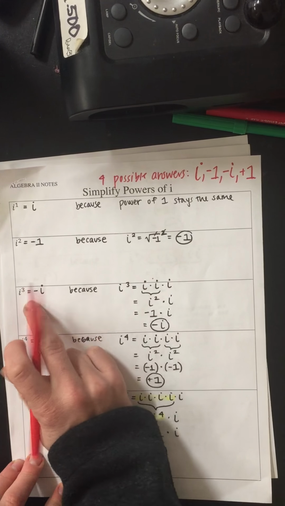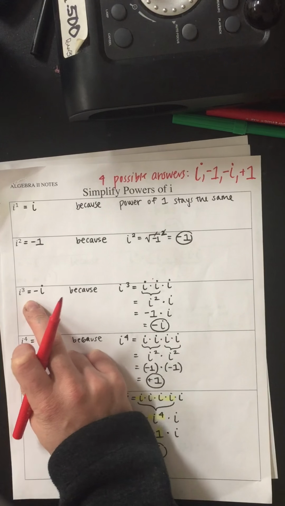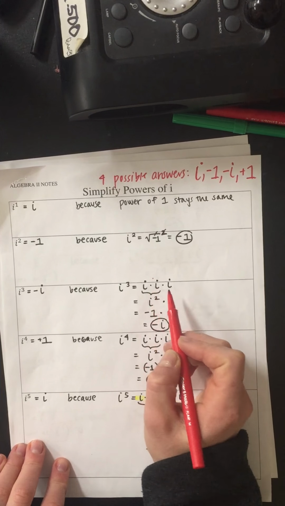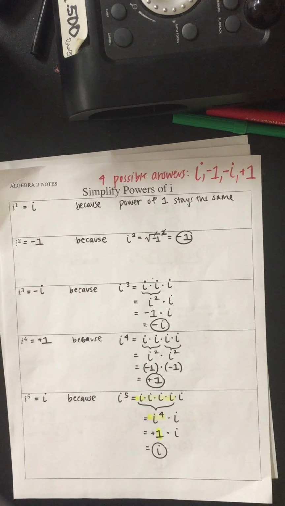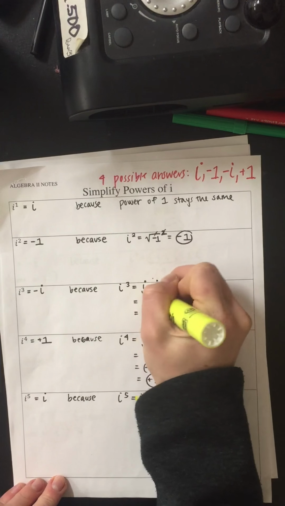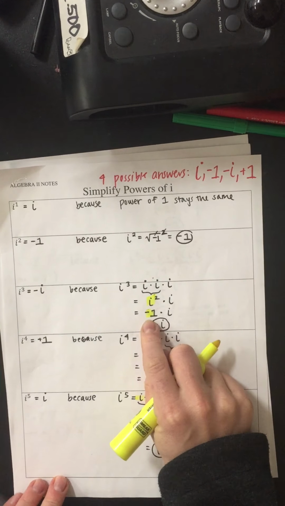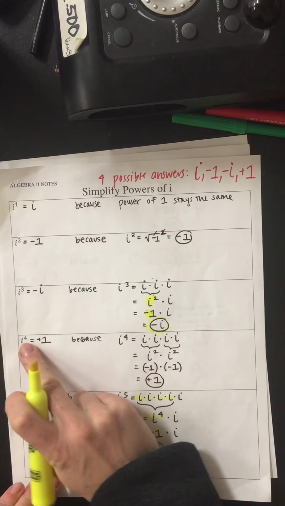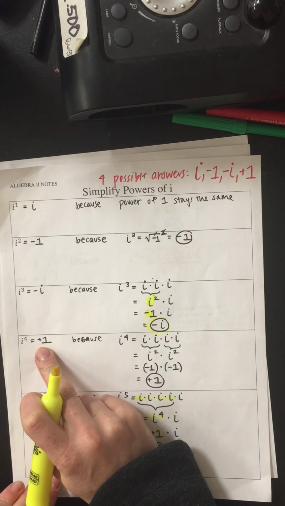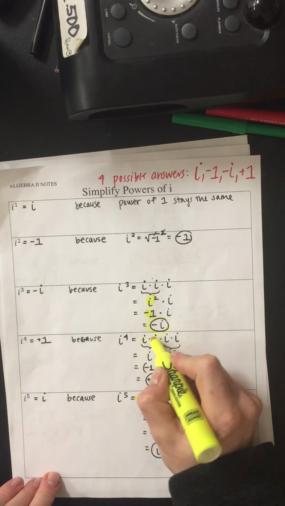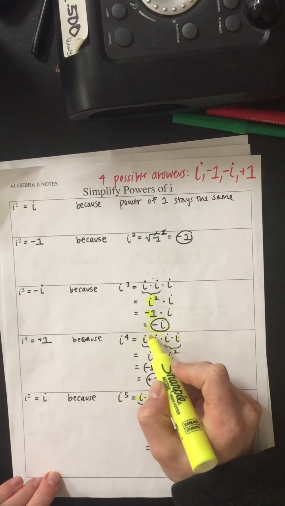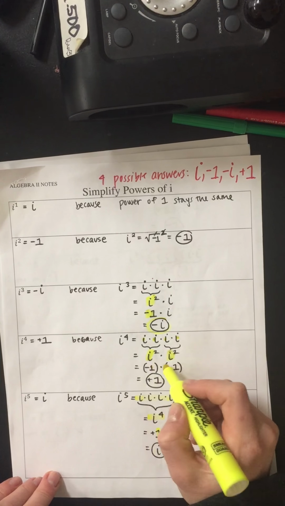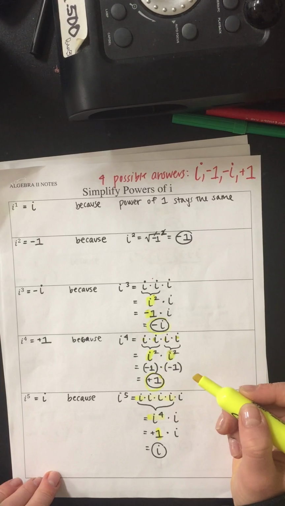Now we come down here to i to the third, and what that equals is negative i. The reason is you can write out i to the third in expanded form, i times i times i. But those first two i's, i squared, we know is equal to -1. So really what you have is -1 times i, or in other words, negative i. i to the fourth equals +1. The reason for that is that i to the fourth is i times i times i times i. Each of these pairs makes an i squared. So it's really i squared times i squared, -1 times -1, which is +1.